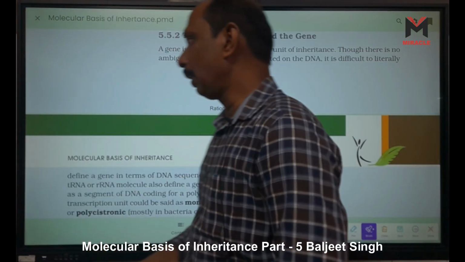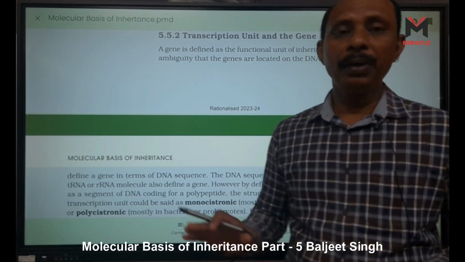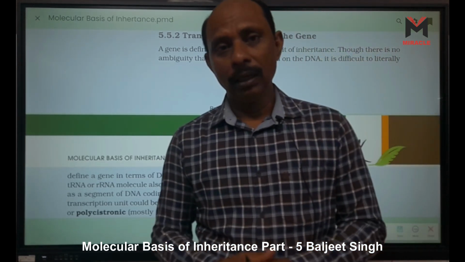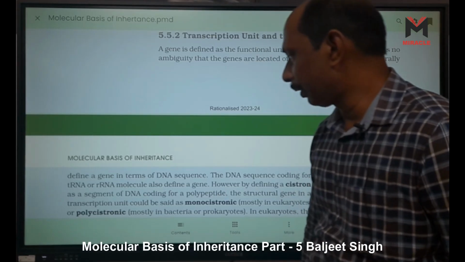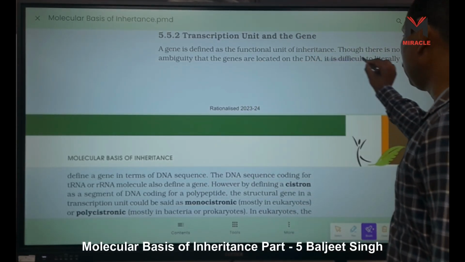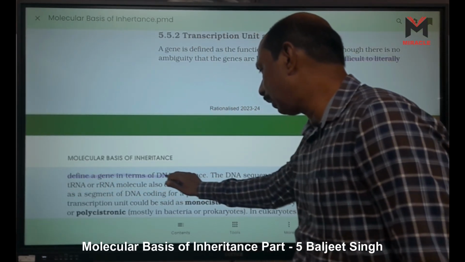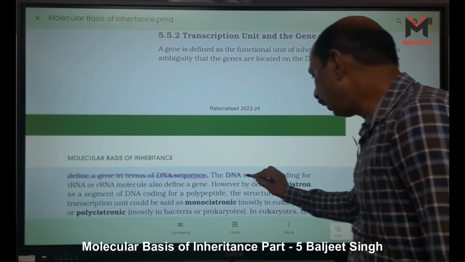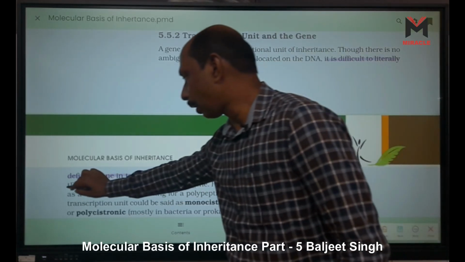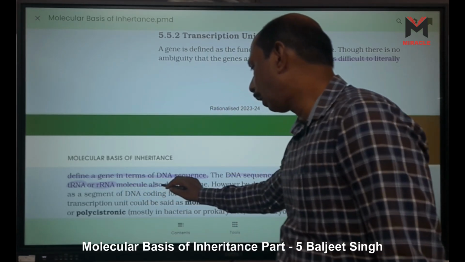And most clearly it is given here. The gene cannot be defined with DNA. It is difficult to literally define a gene in terms of DNA sequence. Why? The DNA sequence coding for transfer RNA or ribosomal RNA molecules also define a gene, right?